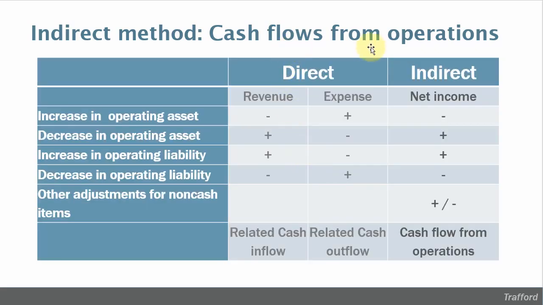For the indirect method, we're not going to use these two columns at all. We're just using the column labeled indirect here. Notice that the direction of the signs is the same as the revenue column over here. But we have one other item to consider, and that's some adjustments that are necessary for things that don't affect cash at all. So this column, you'll start with net income, adjust for all of these changes, adjust for non-cash items, and what comes out on the other side is operating cash flows.